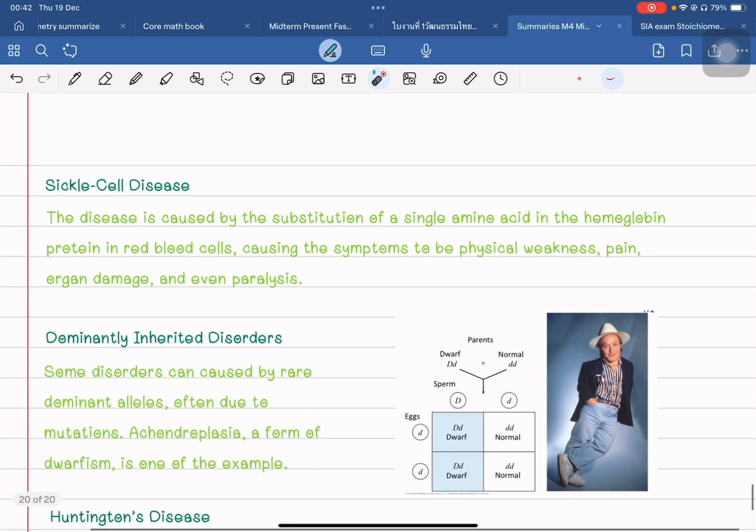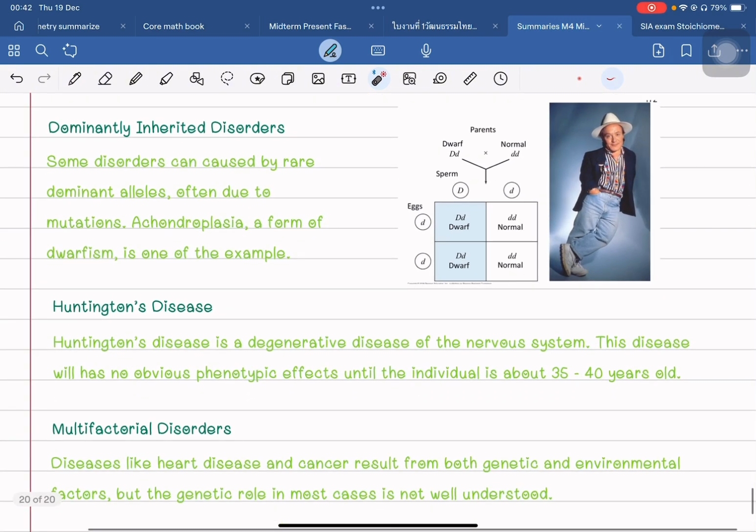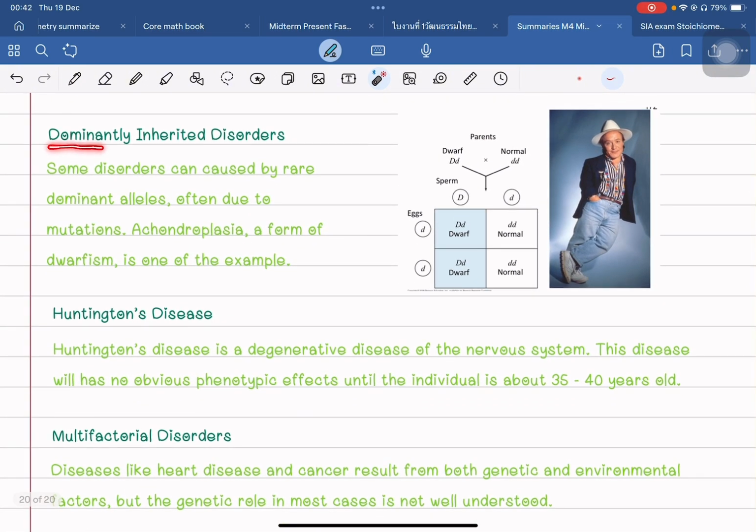The next one is dominantly inherited disorders. Some disorders can also be caused by rare dominant alleles, because it's normally caused by recessive alleles, right? But this one is caused by dominant alleles. It's often due to mutations. Achondroplasia, sorry if I pronounced it wrong, is a form of dwarfism, which is one of those examples of dominantly inherited disorders.